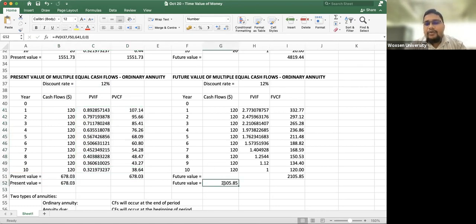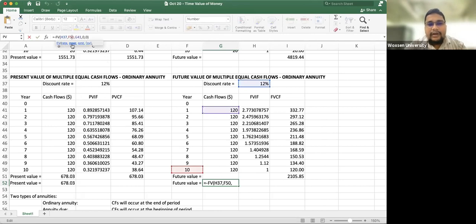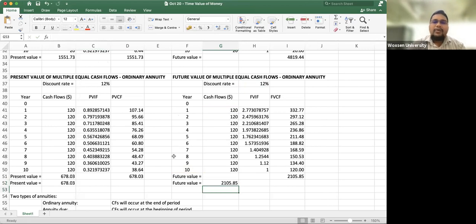Again, if you want to calculate the future value of the ordinary annuity in a particular year, at the end of the last year of the equal cash flow, you can also do that using the FV function. As you can see here, you need the rate, which is 12%, the number of period, which is 10, then PMT is the equal cash flow every year, and then PV is 0. And 0 indicates end of period for ordinary annuity.